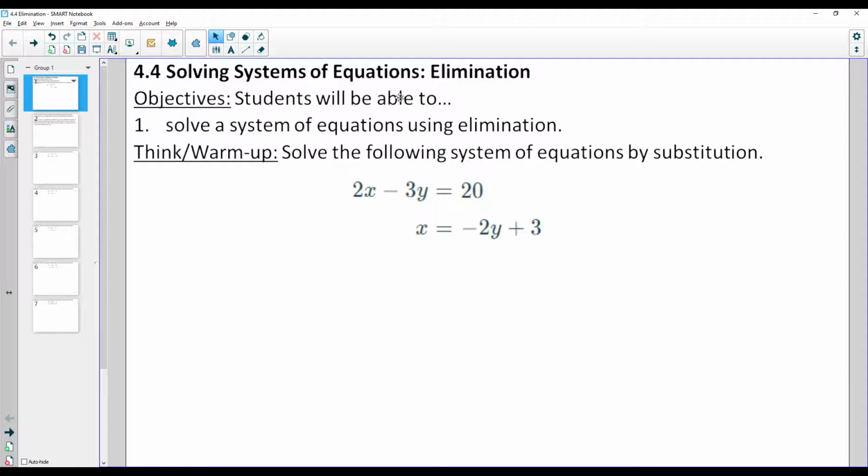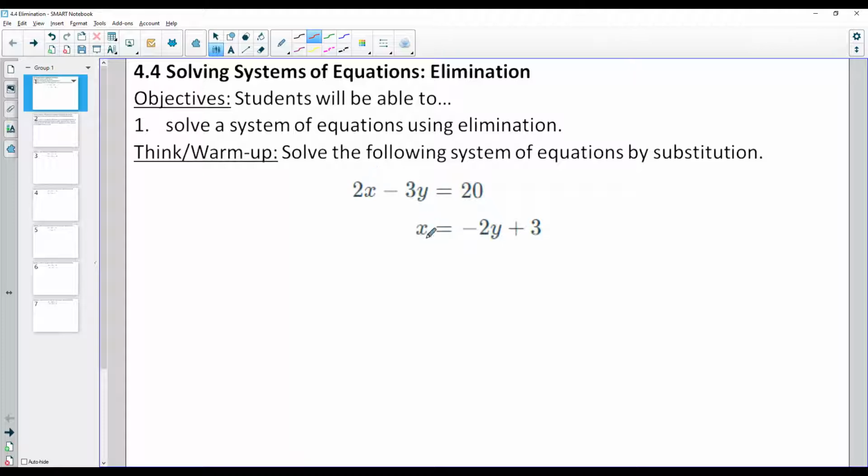Hey guys, welcome back. Today we're going to go over 4.4, which is solving systems of equations. Today we're going to look at our last method, which is called elimination. Before we get into that, I do want to review our substitution method. So our warm-up is to solve the following system of equations by substitution.